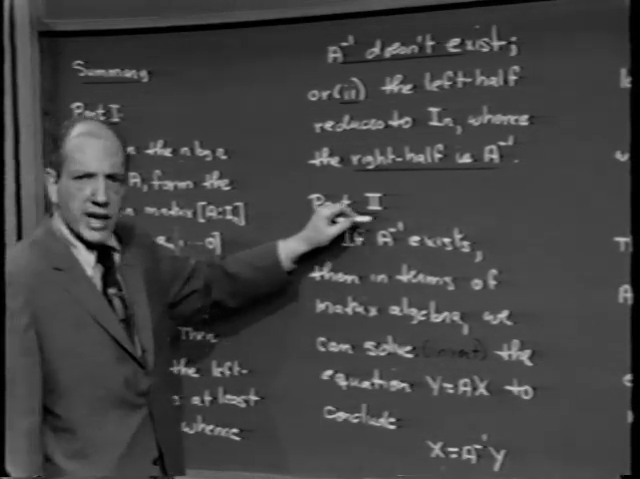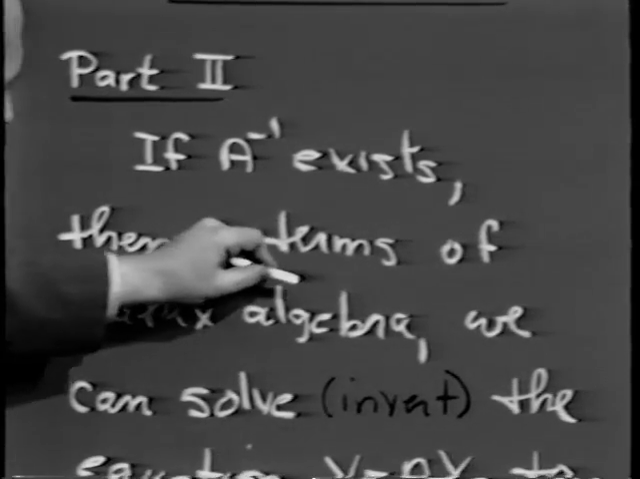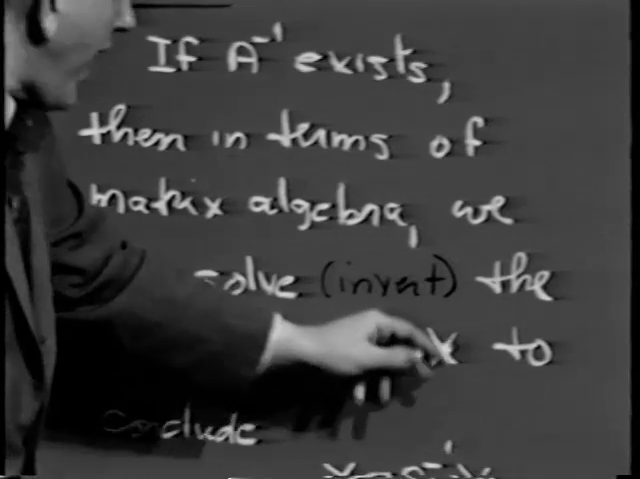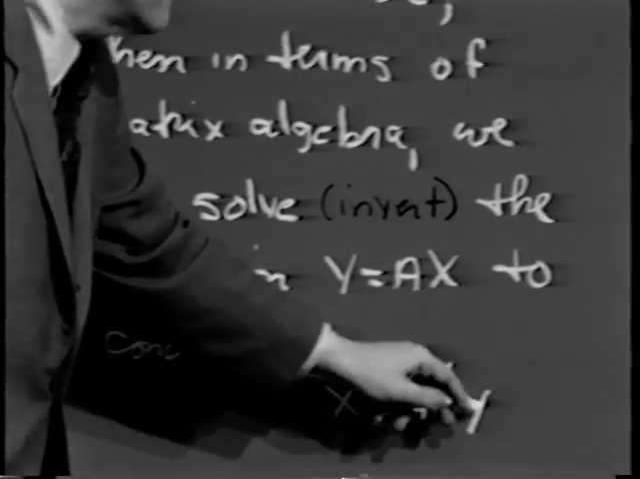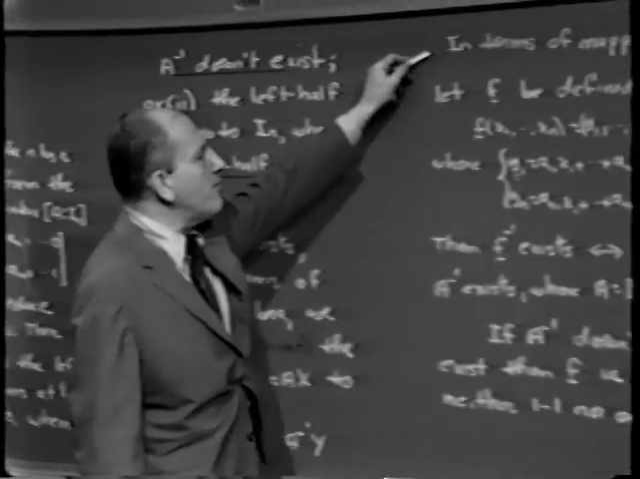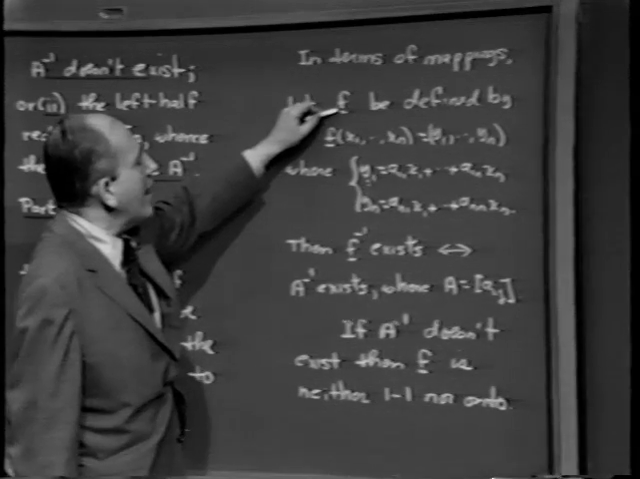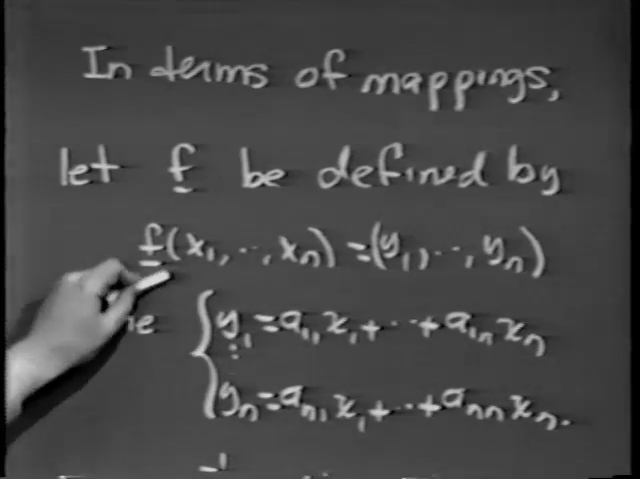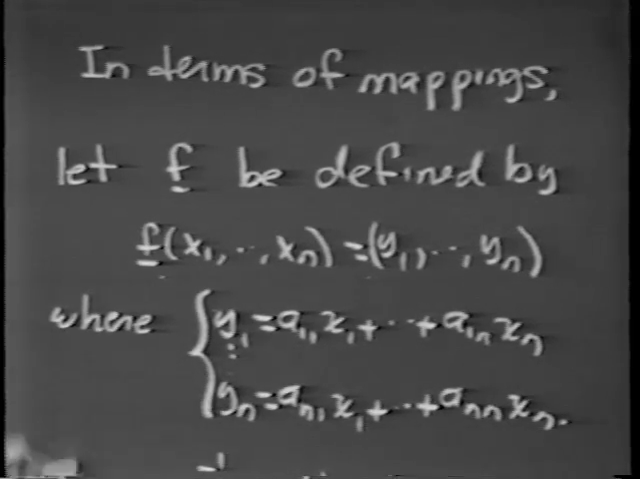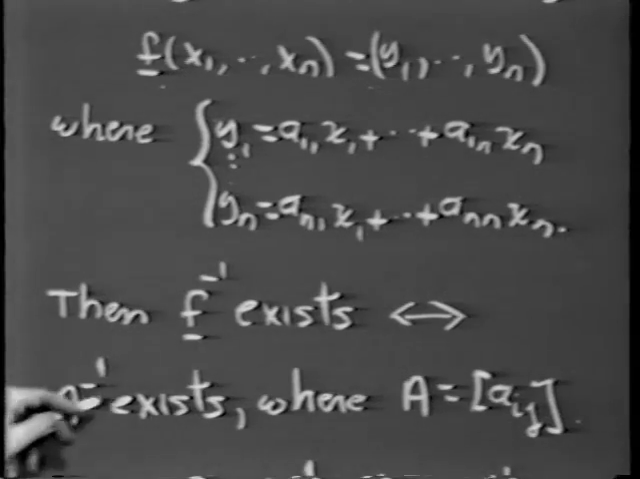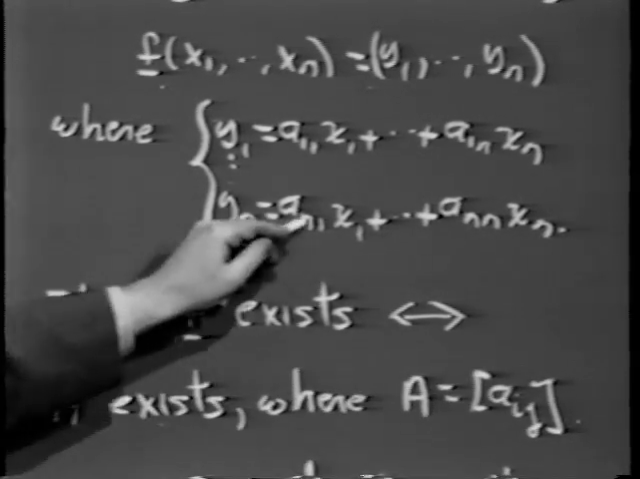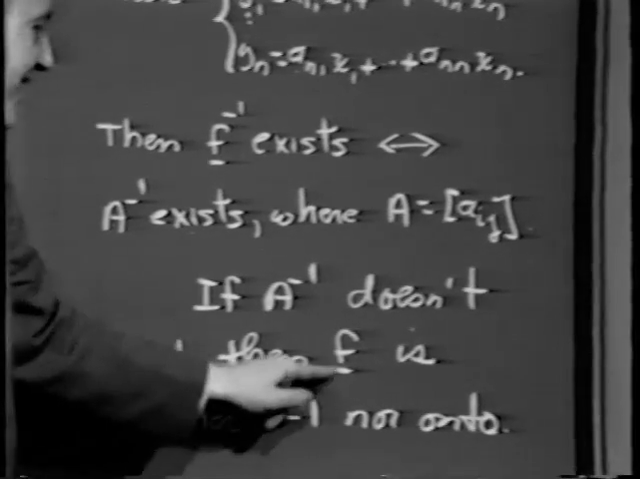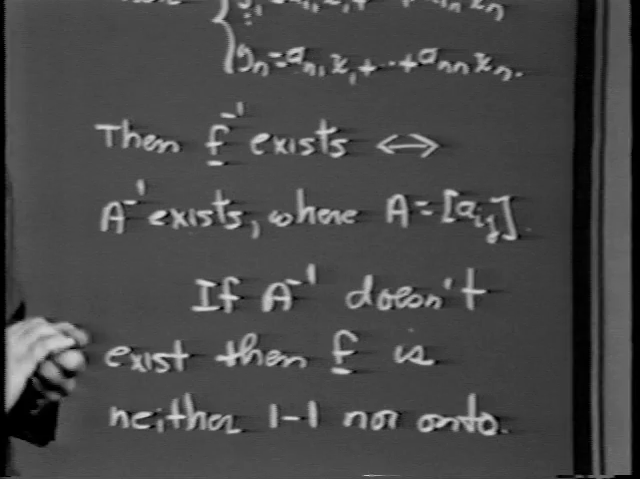Part 2 of our summary, namely what can we conclude if A inverse exists. In terms of matrix algebra, if A inverse exists, we can solve. In other words, we can invert the equation Y equals AX to conclude that X equals A inverse Y. And finally, in terms of mappings, if we define F bar from E sub n into E sub n, a mapping from n-dimensional space into n-dimensional space, defined by this, then F bar inverse exists if and only if A inverse exists, where A is the matrix of coefficients over here. And if A inverse doesn't exist, then F bar inverse not only doesn't exist, but F bar itself is neither 1 to 1 nor onto.